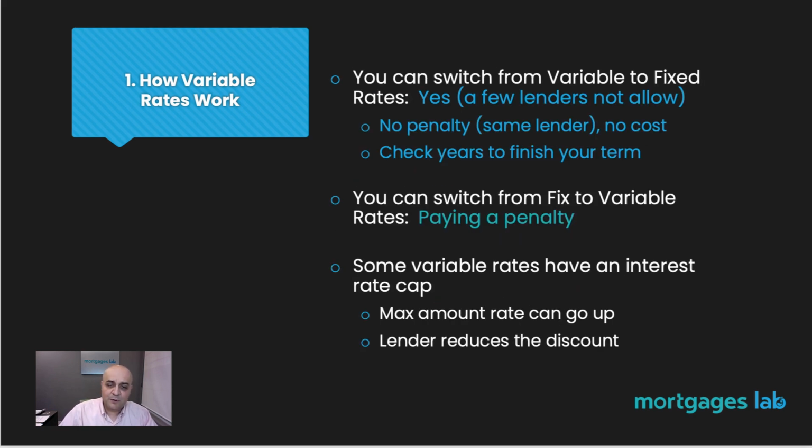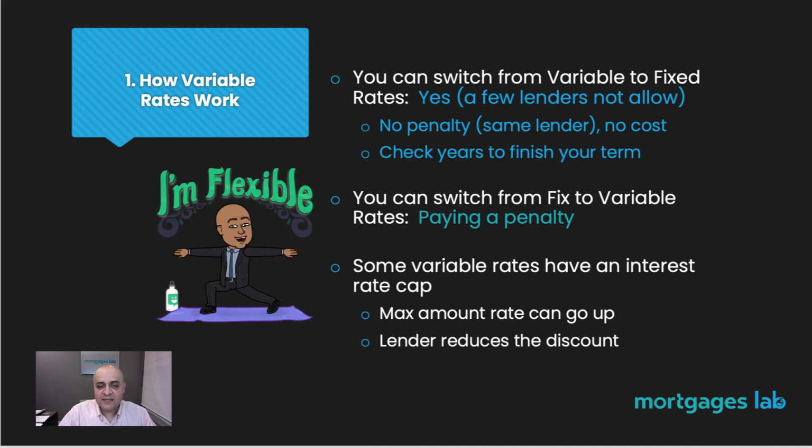This is also very important. You can switch from a variable rate to a fixed rate without any penalty. There's no cost, and the only exception is that very few lenders will not allow you to do that. But most lenders, most banks and credit unions, will allow you to switch from a variable rate to a fixed rate. And the way it usually works is, let's say you started with a 5-year variable rate, and let's say 2 years go by, so you have 3 years left on your initial term, and you want to fix the rate, okay?